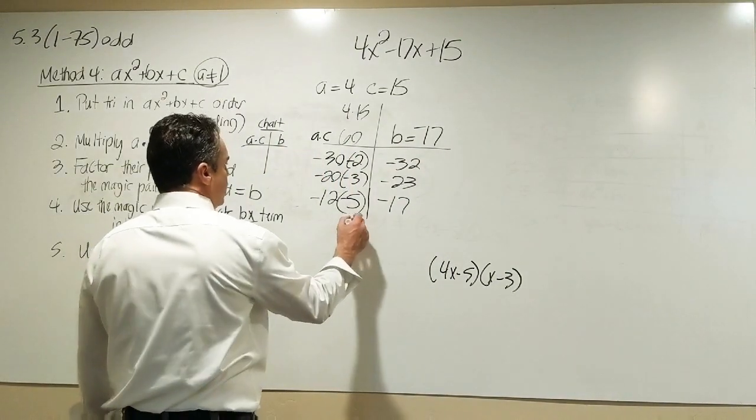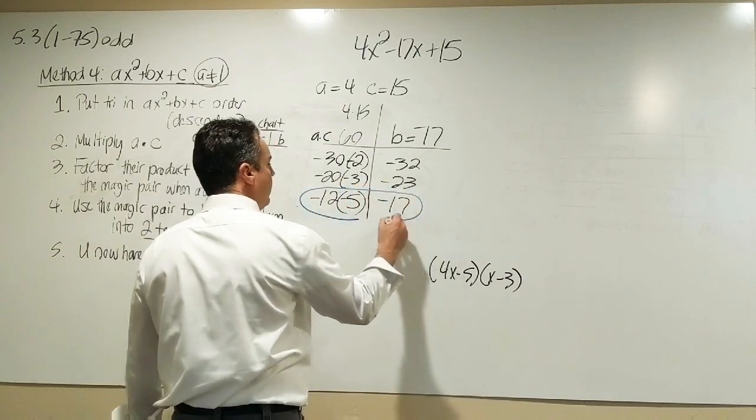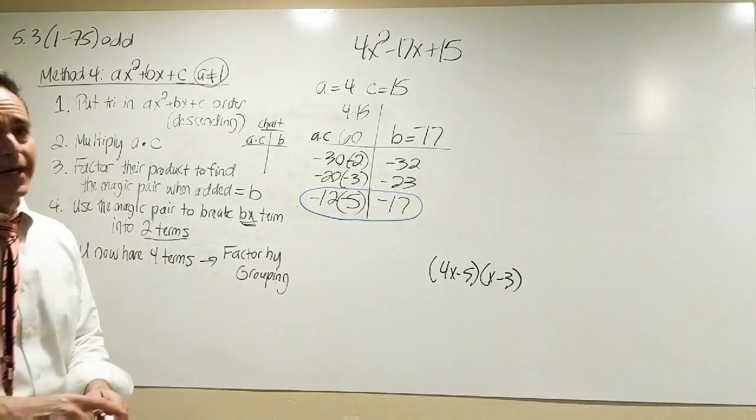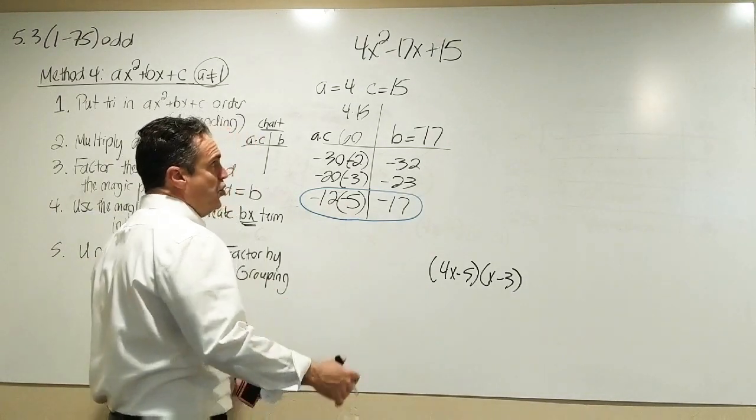That's good. Okay. So this is the magic pair. All right. Now our work is not done. In method 3, it was like, ooh, woohoo!